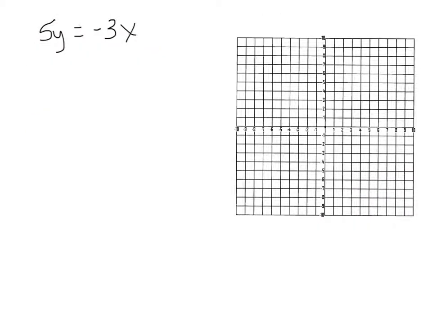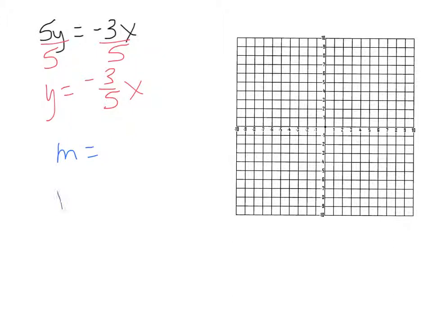Let's say I have a problem that starts off like this, where you don't have an f of x already, and it's not in slope-intercept form. Get it there. Anytime you have both an x and a y in your equation, you can get it into slope-intercept form by solving for y. So because it's 5 times y, you divide both sides by 5, and you end up with y equal to -3/5 x, and then there's nothing there.